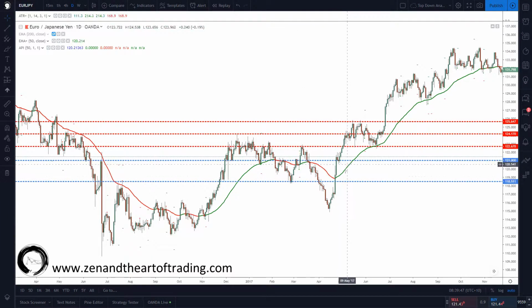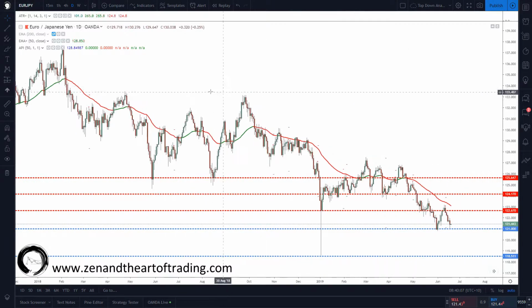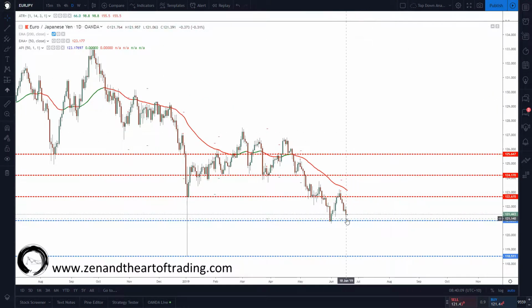So price will put up a battle here, I'm fairly certain, at 121, because if it fails at 121, we're going to fall like 200, we're going to fall 250 pips, which is a big move for most currency pairs. So yeah, there'll be some fighting going on here.